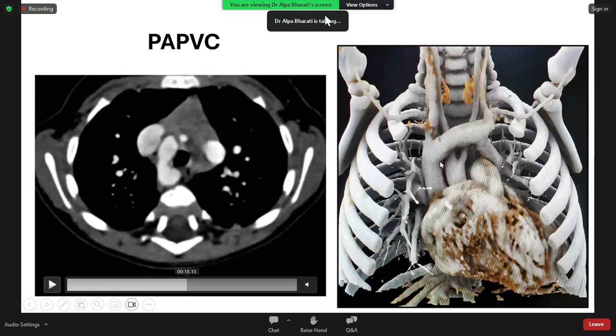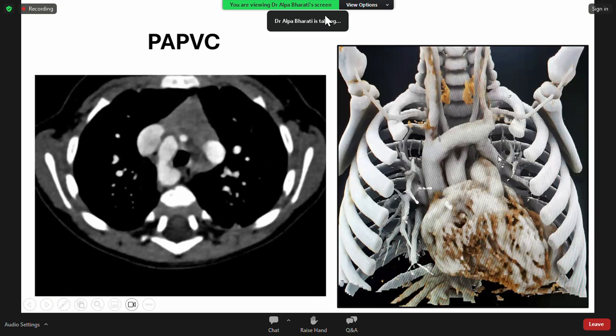You can see the 3D depicting it very well. This gives a lot of depth and actual perception of how the vein is lying in the thorax. Okay, so this is the anomalous vein draining into the innominate vein and SVC. So this is an example of PAPVC.